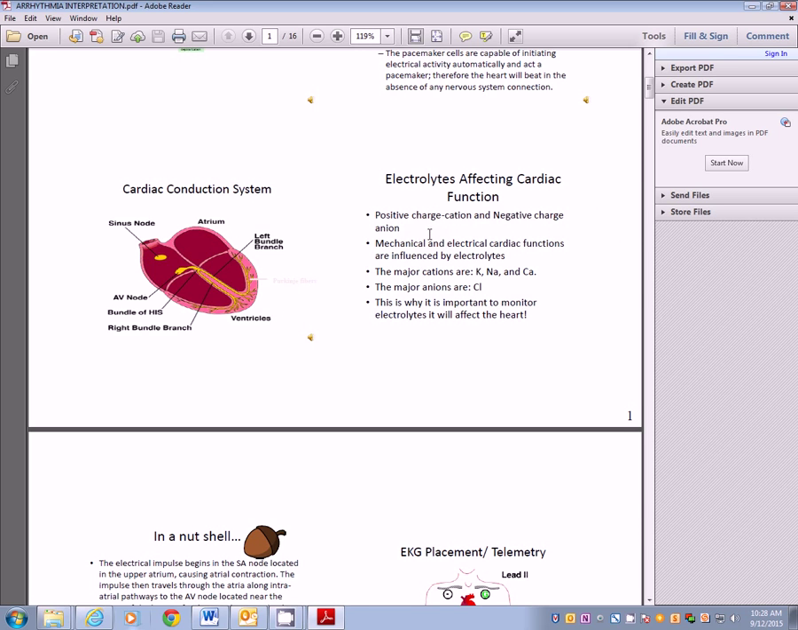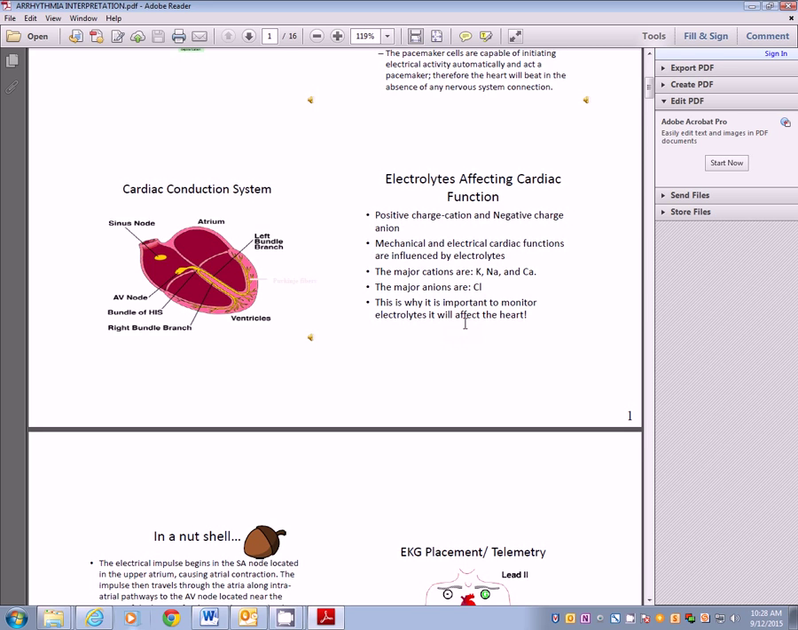The electrolytes that affect cardiac functions, the positive charge and the negative charge ones. The mechanical and electrical cardiac functions we know are influenced by electrolytes. The major positively charged are your potassium, your sodium, and your calcium. Again, potassium being the major intracellular, sodium being the major extracellular, and calcium is kind of the gatekeeper at the heart. That's why we give people calcium channel blockers, so that it blocks the calcium and doesn't let it open the gate so that we don't have as many impulses to the heart. The major negative charge is calcium.